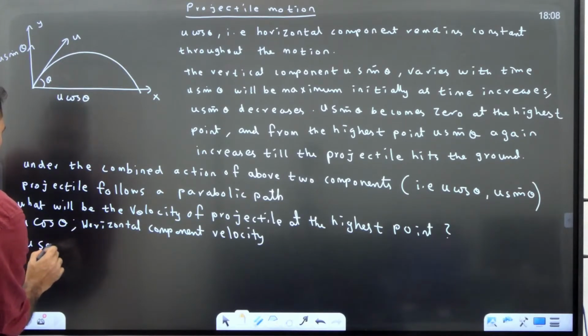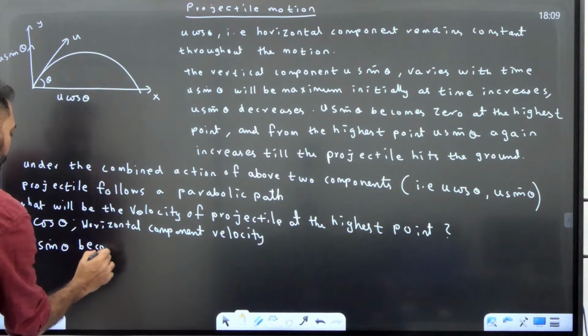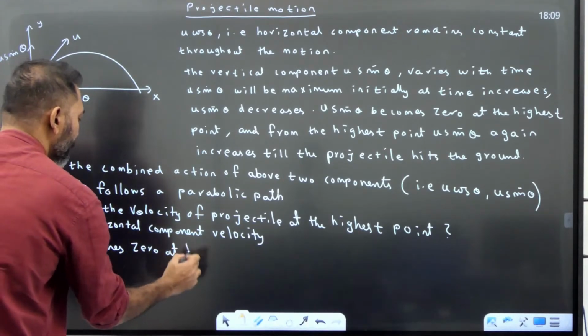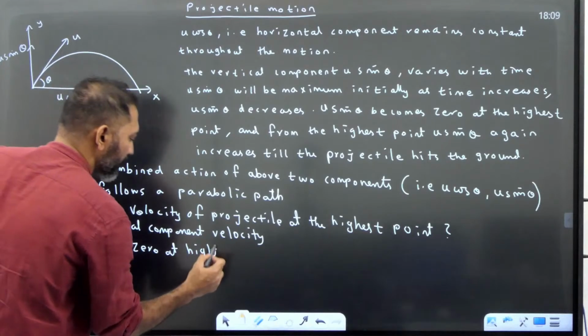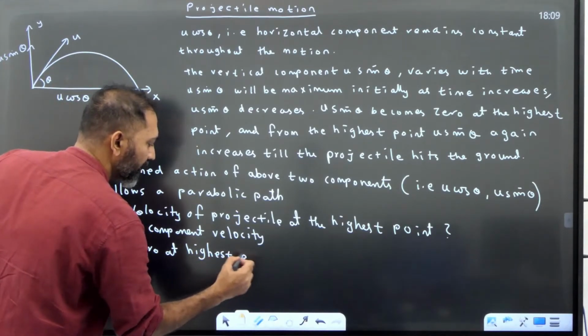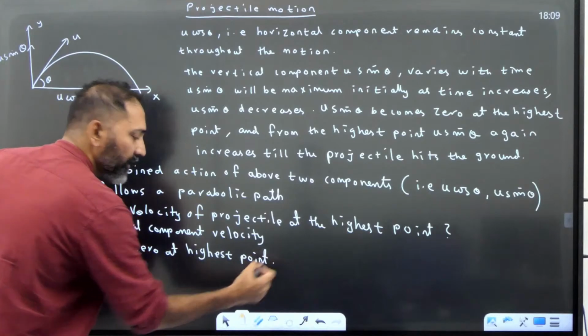U sin theta becomes 0 at the highest point. At the highest point, U sin theta becomes what?